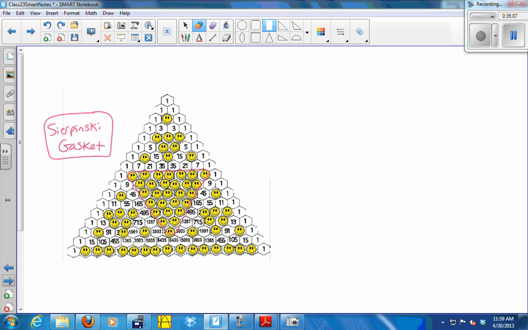What do you see? What structure is emerging? The Sierpinski gasket. Yeah, we're getting the triangles in Sierpinski's gasket. And this last row at the bottom is going to make another giant triangle if we continued Pascal's triangle down.